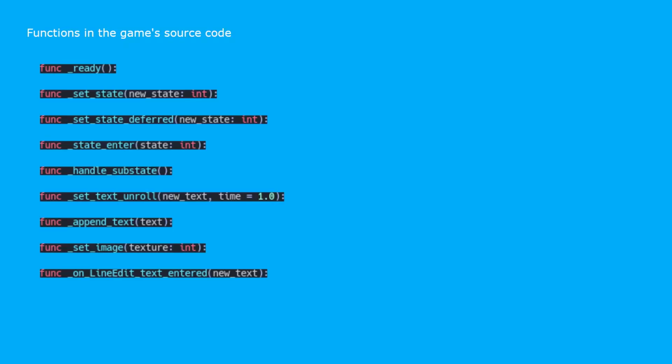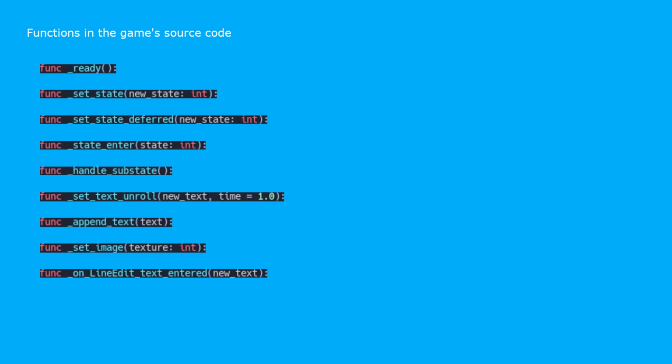This is a short overview of the functions we will be creating. In the ready function, we initialize some state like setting the title image. SetState allows us to change the state. SetStateDeferred is called by setState at the end of the frame because we should not change the state while the frame is being processed. StateEnter does something depending on the state which was just set.